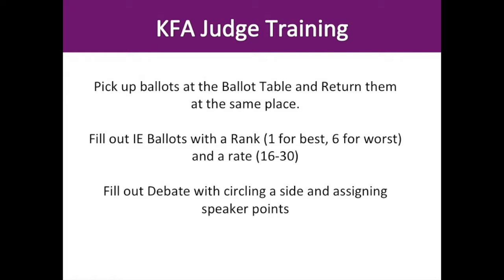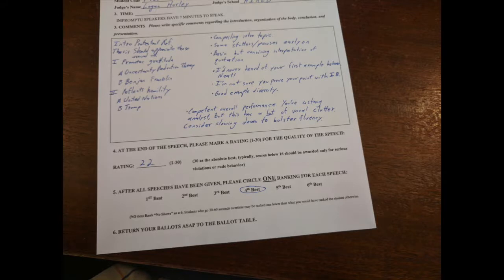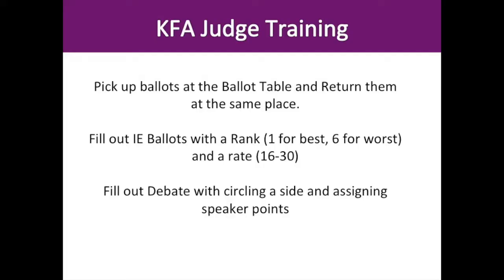What you write on a ballot depends on what event you're judging. For speech events, also called individual events, also called IEs, you'll be ranking all of the competitors in the room from 1, the most impressive competitor, to 6, the least impressive competitor. You'll also be assigning those competitors speaking points, ranging from 16 to 30. We'll talk a bit more about how to make that decision in a later video. In debate, you'll choose a winning side of the debate, and then likewise assign speaker points to every participant in that round, points ranging from 16 to 30.